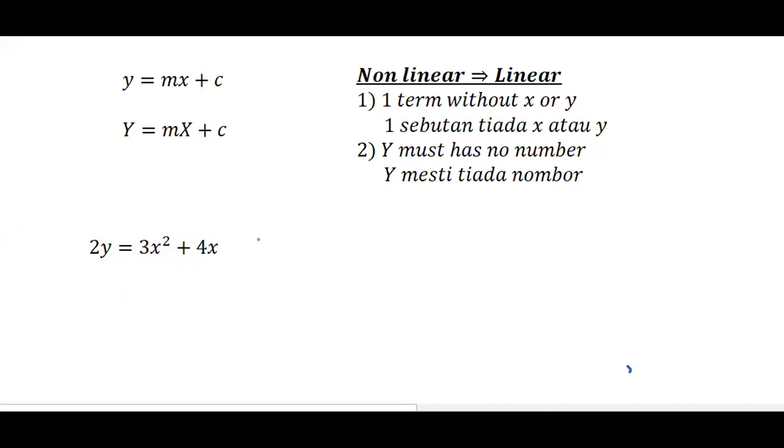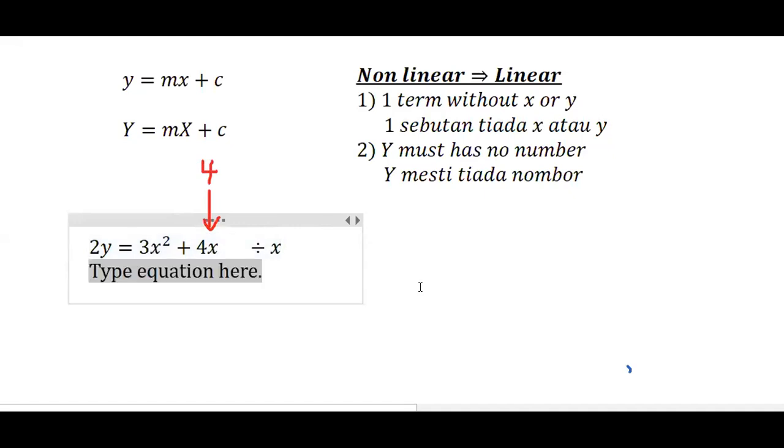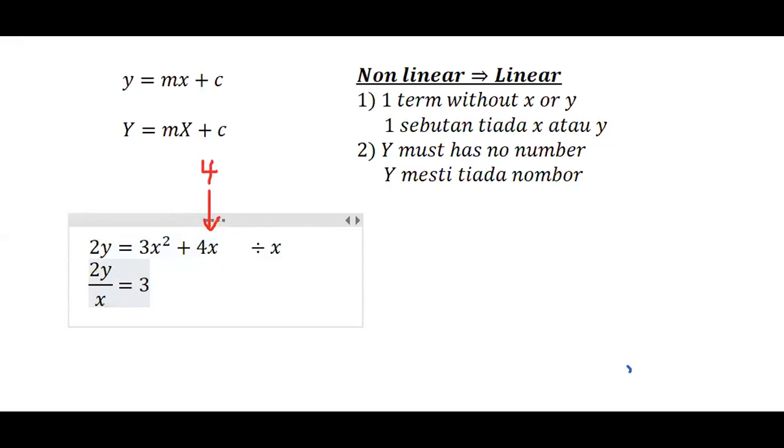Mana satu kita nak hilangkan dia punya xy? You think this one or this one? 4x. Actually, both also can. Dua-dua pun boleh. Okay, so let's say I choose this one. Saya nak 4x jadi 4. How to change 4x become 4? Divide by x. Correct. Semua bahagi x. So 2y/x = 3x. Betul. x kuasa 2 bahagi x jadi 1x. Plus what? Plus 4. So you think is this a linear law?